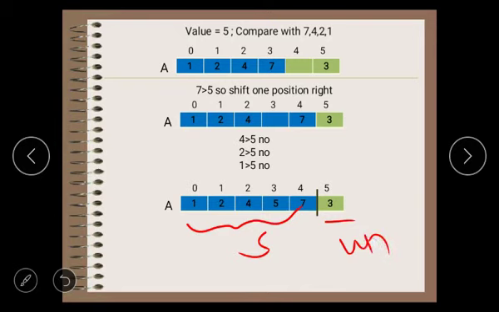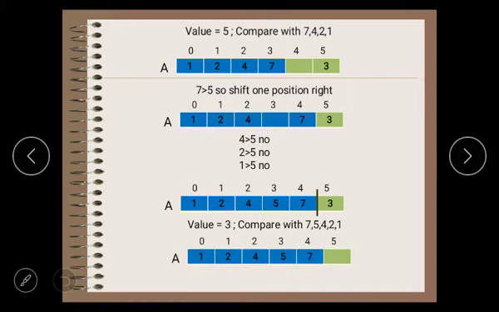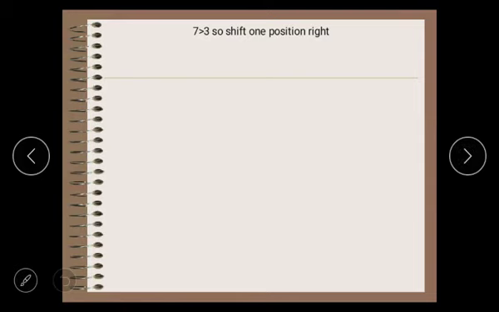In the next pass, take the value which is there in the unsorted part, that is 3, and compare with all the remaining elements which are in the sorted array. Okay. Now first compare the 3 with 7. Is 7 greater than 3? Yes. So shift 7 one position right.